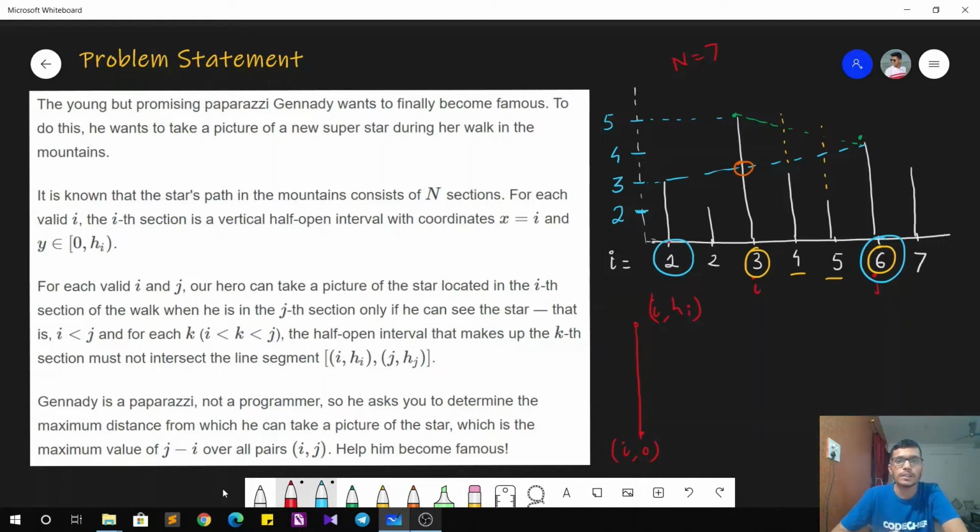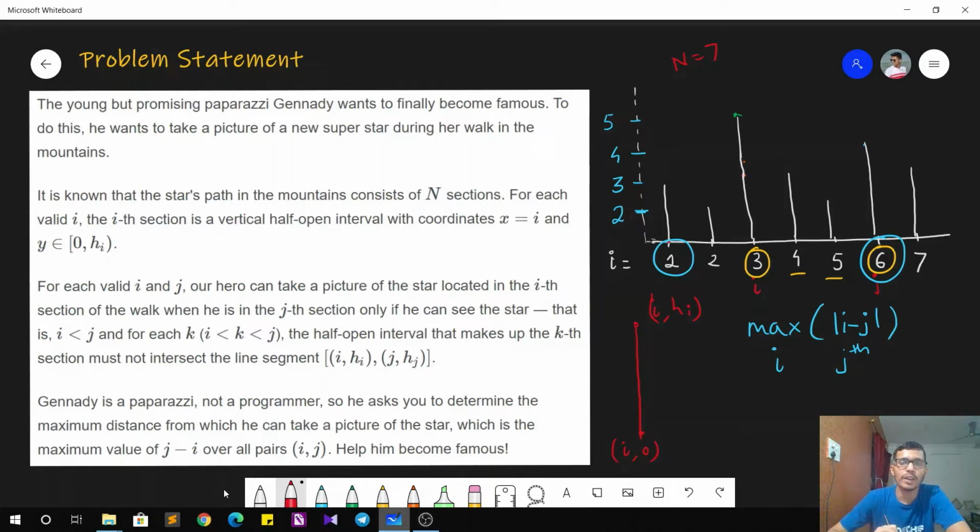And finally, the task in our question is that we have to find the maximum possible value of |i - j| such that the ith segment is visible from the jth segment or vice versa, over all possible pairs. So there will be many pairs of segments that can be viewed from each other, right? So we have to find the maximum possible value of |i - j|. That is the distance between those segments. Okay, horizontal distance between those segments. So this is the problem statement. Now let's see how to approach it.